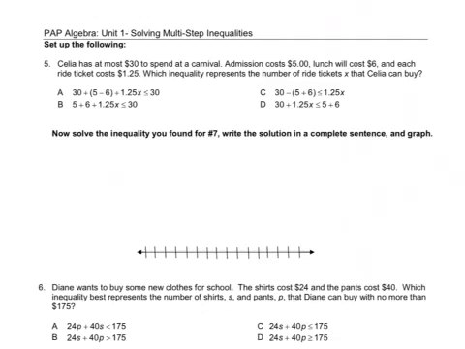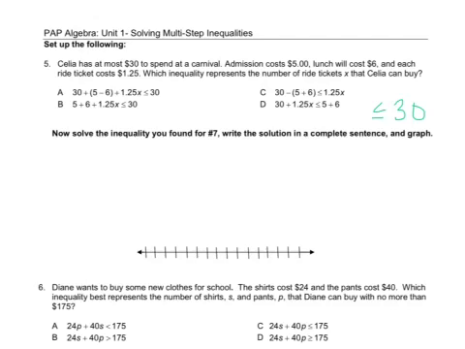So now let's talk about two more. We're going to do a couple of word problems. So number 5, Celia has at most $30 to spend at a carnival. Admission is $5 and lunch is $6, and each ride ticket is $1.25. We want to know which inequality represents the number of ride tickets x that Celia can buy. So the first thing we've got to do is figure out the inequality. I know that she has at most $30. Well, at most $30 means this. So I know it's going to have to be less than or equal to 30.